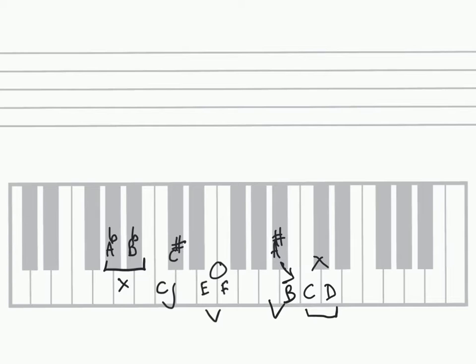Or here's one that's a little more complicated. If I wanted the whole step higher than that E flat, I would skip the E natural there and use the next note, which is F. So E flat to F is also a whole step.